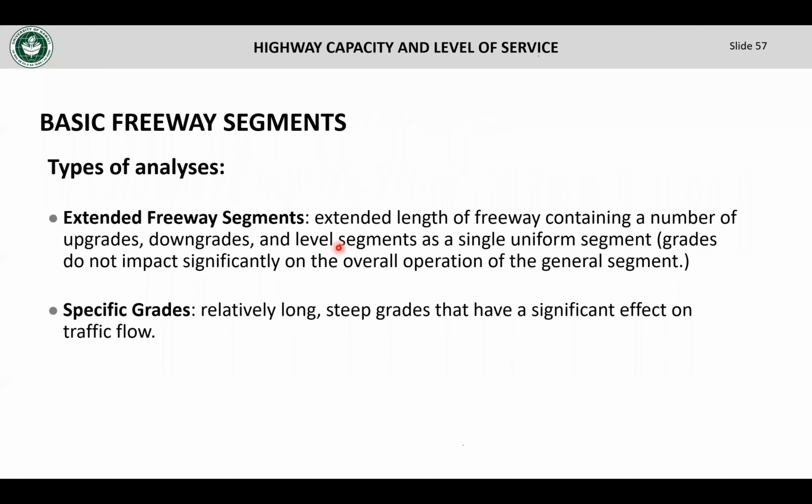Not a problem. The Highway Capacity Manual does two types of analysis. One is for what they call extended freeway segments. These are extended lengths of freeway containing a number of upgrades, downgrades, and level segments, treated as a single uniform segment. The important thing is that grades do not significantly impact the overall operation of the general segment. And you will see we'll have two types of terrain for extended freeway segments: level and rolling terrain.